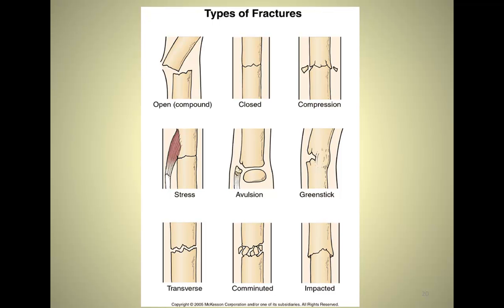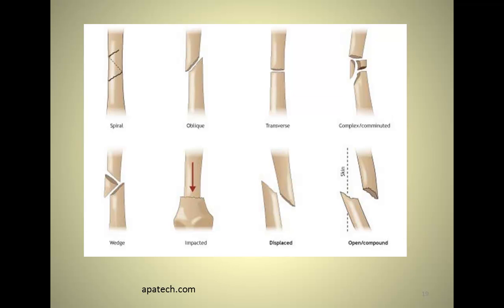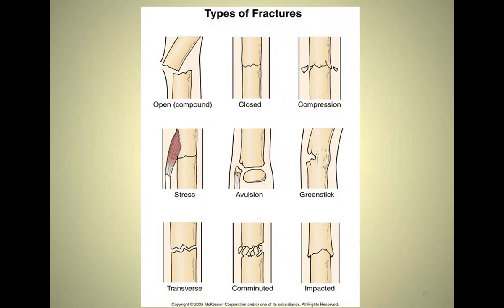What if it's the entire width? So would that be complete? If it's the entire width, it's complete. This is not. No, I'm talking about the spiral one. If it ends up breaking and you can pull it off, yes. But if not, not necessarily. It may or may not go through the whole bone.